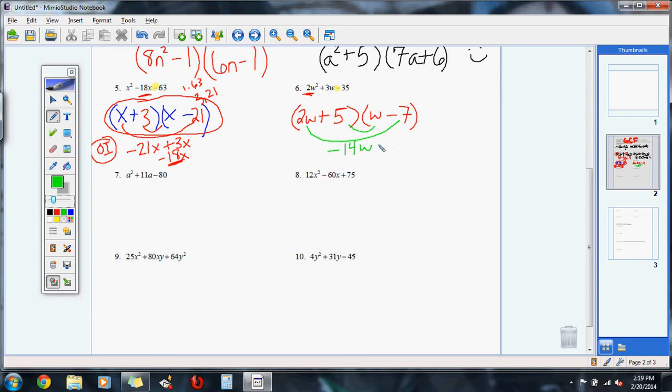And then I'm going to do the inside, positive 5w. And this combines to negative 9w. We're trying to get positive 3w here, so that doesn't work. So all that means is that it didn't work. I guessed, I checked, it didn't work. So I'm going to undo all of this green writing here.